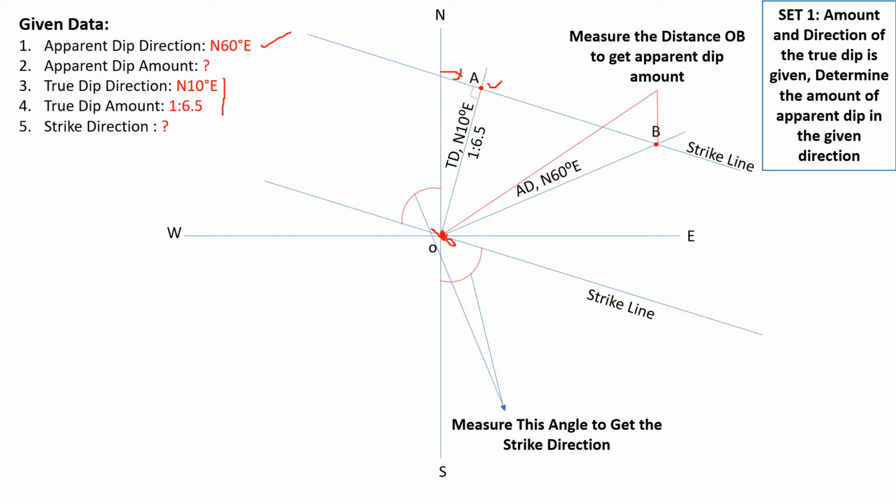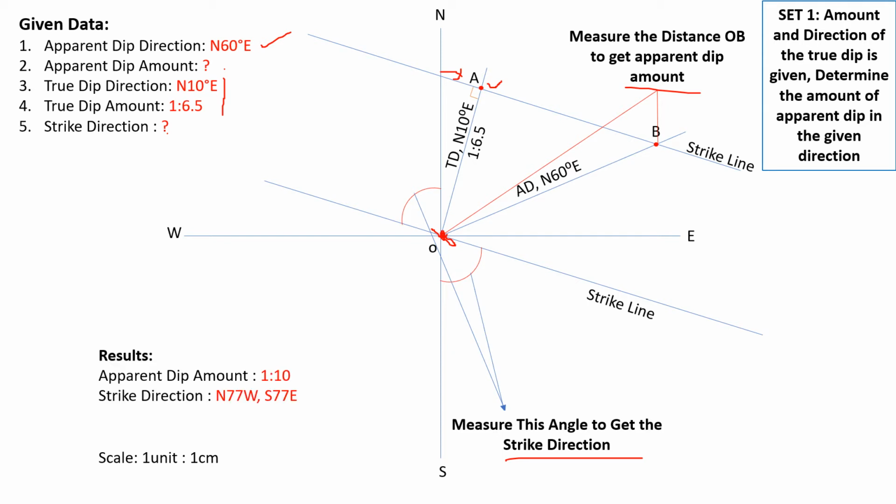So here we got the apparent dip amount as well as the strike direction. So these two parts are over. Now I'll write down the scale here, that is 1 is to 1 centimeter. I'll write down the results here as 1 is to 10.